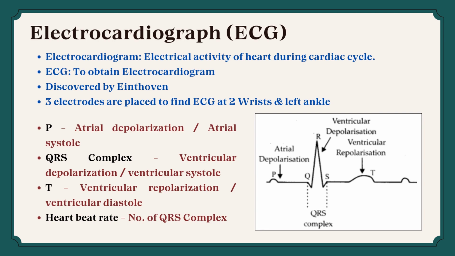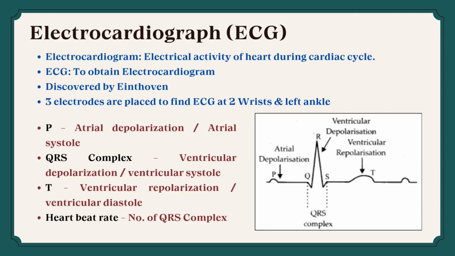Electrocardiograph. Electrocardiograph is used to obtain the electrocardiogram. So, ECG is nothing but the graphical representation of the electrical activity of the heart during the cardiac cycle. It was discovered by Einthoven. To obtain the electrocardiogram, 3 electrodes are placed on the human at the 2 wrists and the left ankle. The picture shows the electrocardiogram.